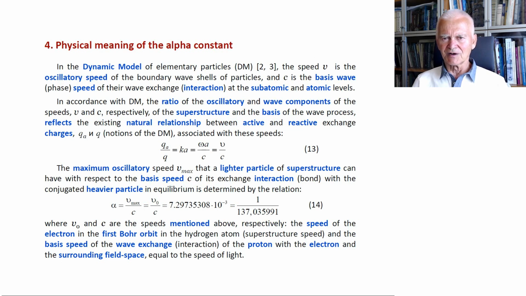In the dynamic model of elementary particles, the speed v is the oscillatory speed of the boundary wave shell of particles, and c is the basis wave phase speed of the wave exchange interaction at the subatomic and atomic levels. In accordance with the dynamic model, the ratio of the oscillatory and wave components of the speeds v and c, respectively, of superstructure and the basis of the wave process reflects the existing natural relationship between active and reactive exchange charges Q, A, and Q. These are the notions of the dynamic model associated with these speeds.